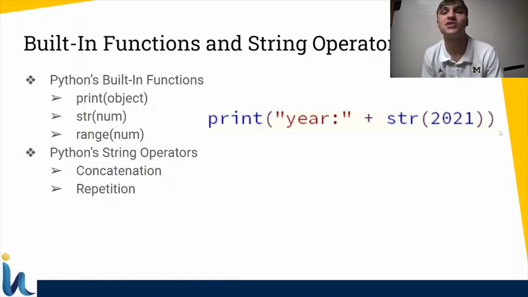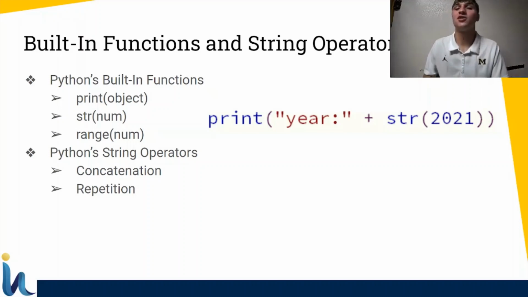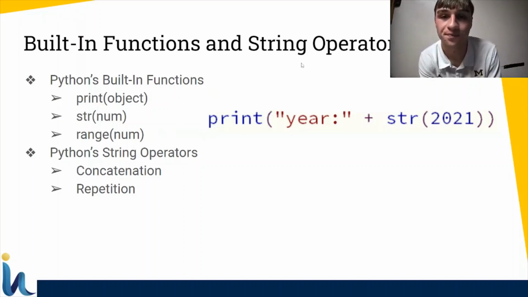Some of Python's built-in functions include print, which can take any object. Usually you'll print strings, but you can print just numbers or booleans as well, as long as they are of the same type. So, for example, in this situation, 2021 itself is not a string, but "year:" is. So you're going to need to convert 2021 to a string in order to use concatenation. And so str, passing in a number, will convert that number to a string.